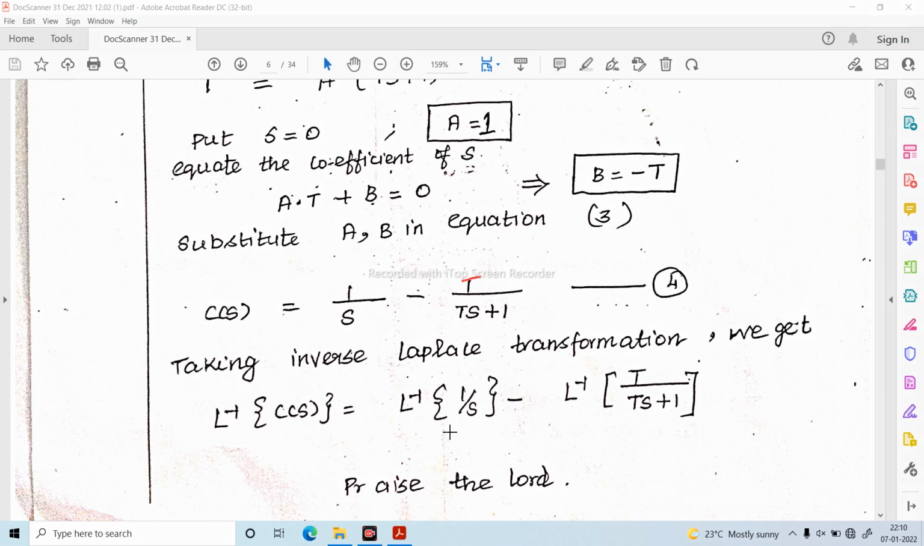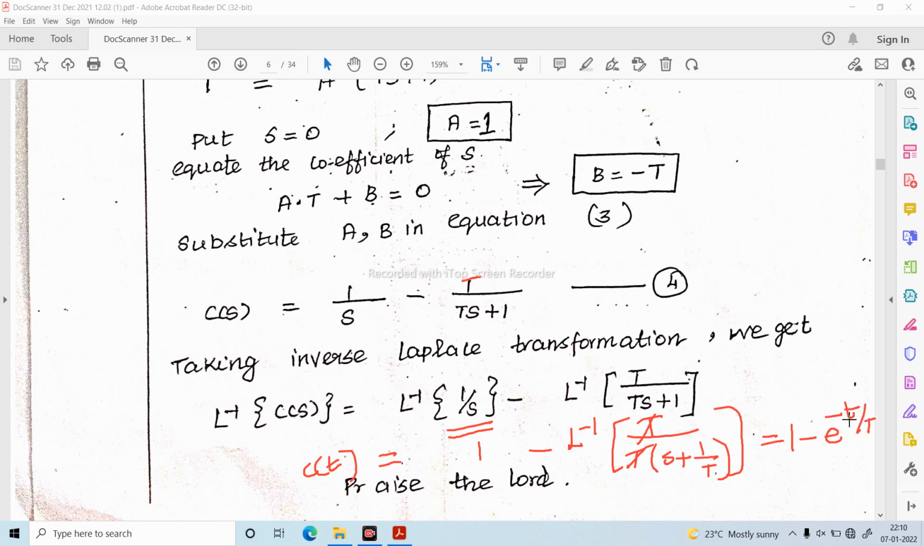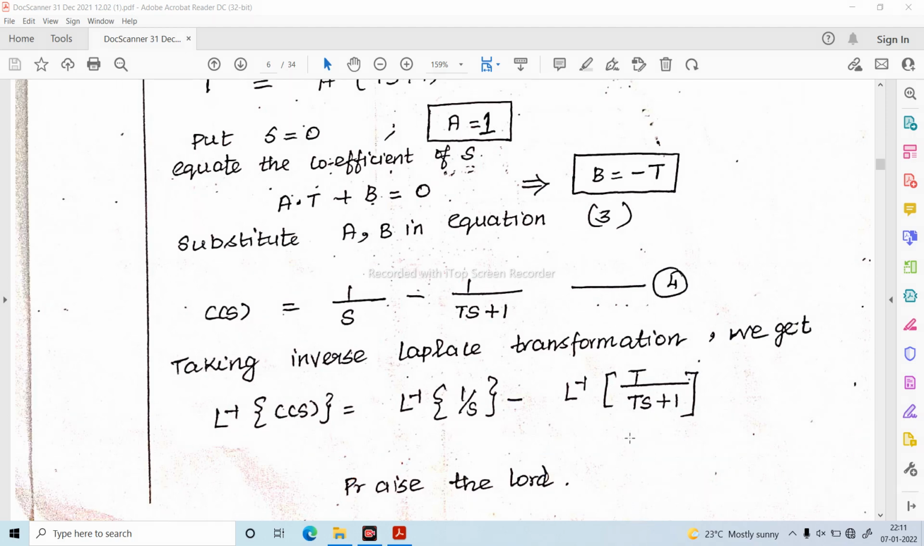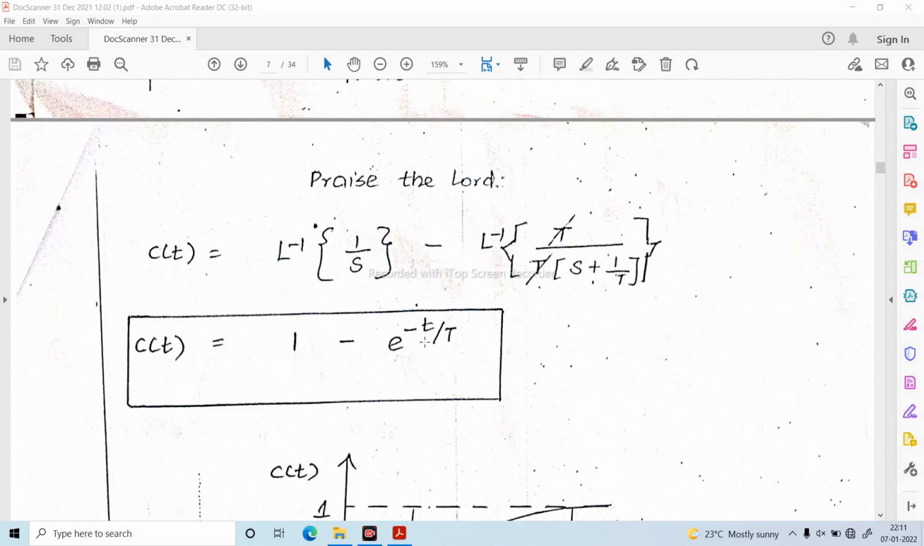Next, what is the inverse Laplace transformation of 1 by s? That is equal to 1. And how to find the inverse Laplace transformation of T divided by Ts plus 1? We have to take T outside, so s plus 1 by T. So T gets cancelled. What is the inverse Laplace transformation of 1 by s plus 1 by T? That is equal to e power minus t by T. So 1 minus e power minus t by T. So this is the answer for the response due to unit step input.